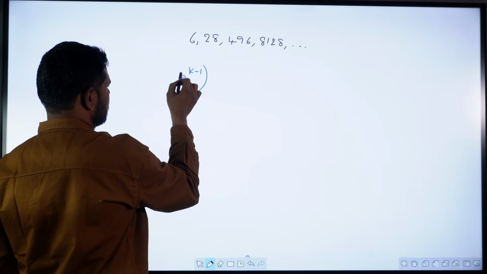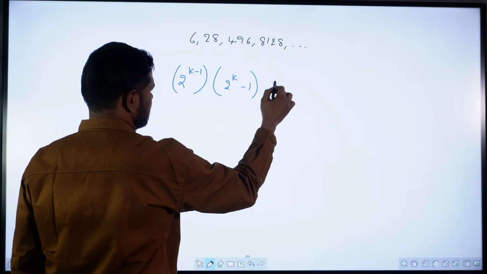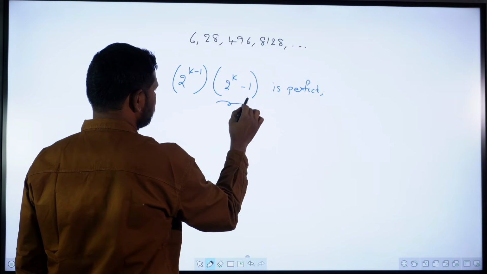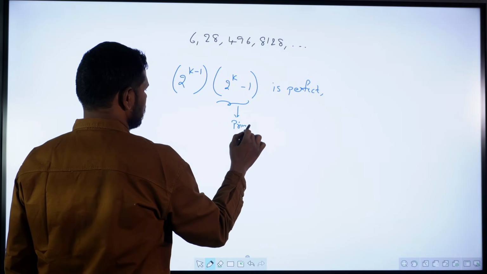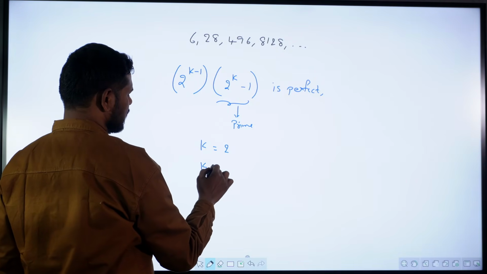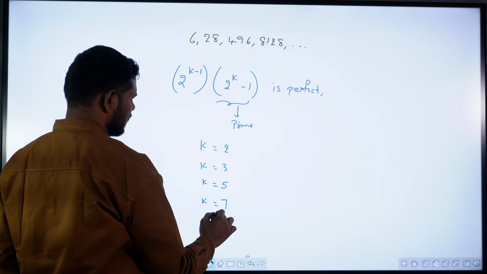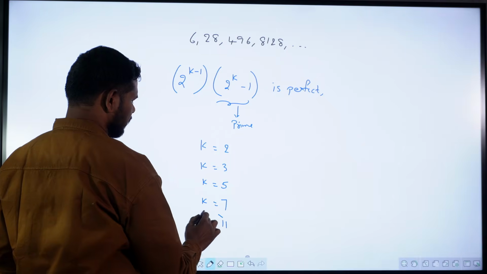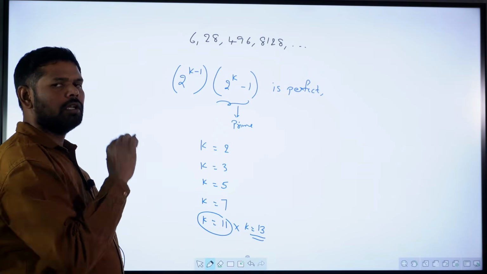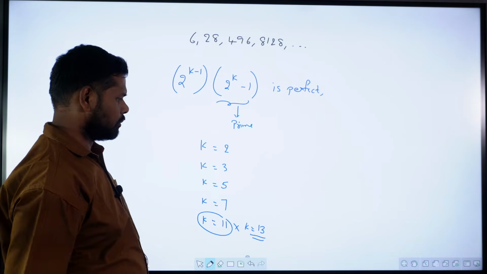2 power k minus 1 into 2 power k minus 1 is a perfect number when this value is prime. For the first perfect number we substitute k value 2, for the second 3, for the third 5, for the fourth 7, but for the fifth perfect number we substitute k value as 13 and we get that fifth perfect number, not 11. That's it. We discussed up to that in the last class.